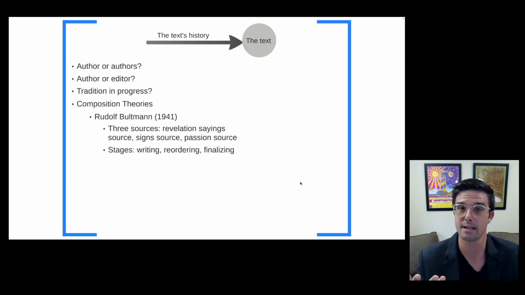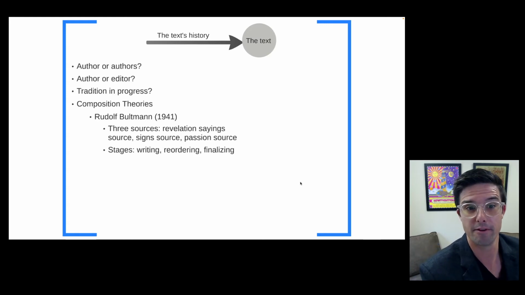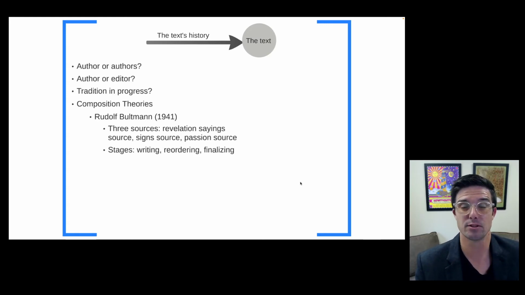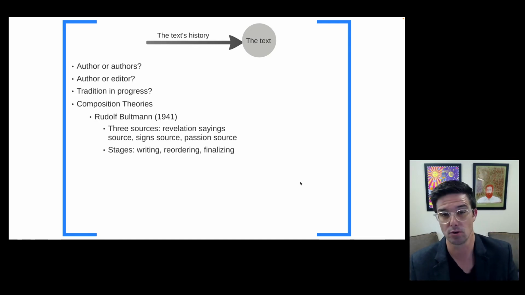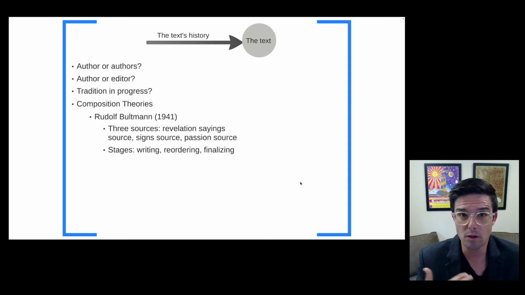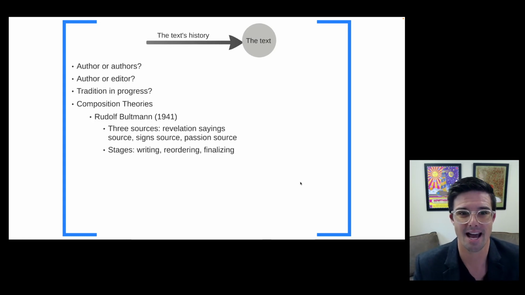A sayings source that had things that Jesus said about what he was revealing about the Father. There was a signs source that contained the miracles in the Gospel of John, especially in the first half of it, and then a passion source that contained information about Jesus's death and resurrection, that we see in the last half of John.